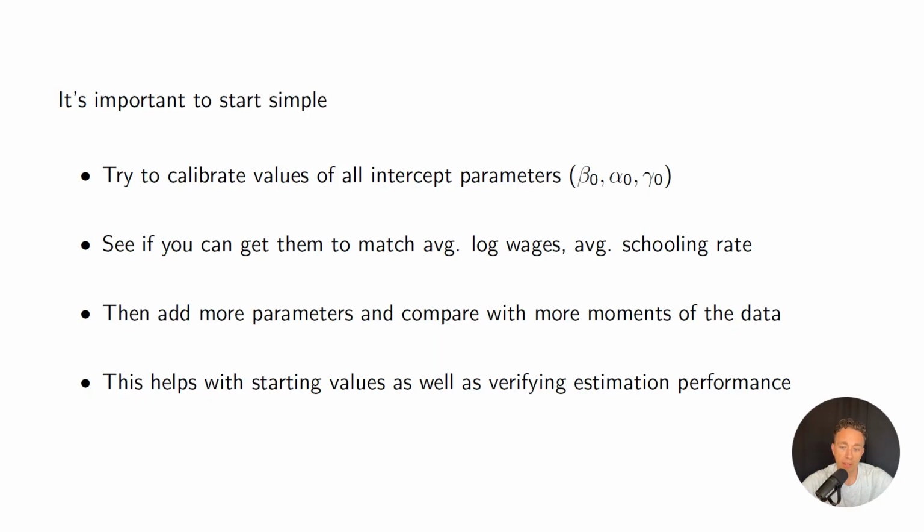So we can add the coefficient on schooling in the wage equation. How is that coefficient identified? We need to compute the correlation between schooling and wages, and that correlation is going to pin down that parameter value, and then we can compare that in the data with what was the correlation between schooling and wages. And we can do this with all of the parameters and moments of the data that are entering our model. And this is going to help with starting values, which is going to help with performance of the estimation algorithm.